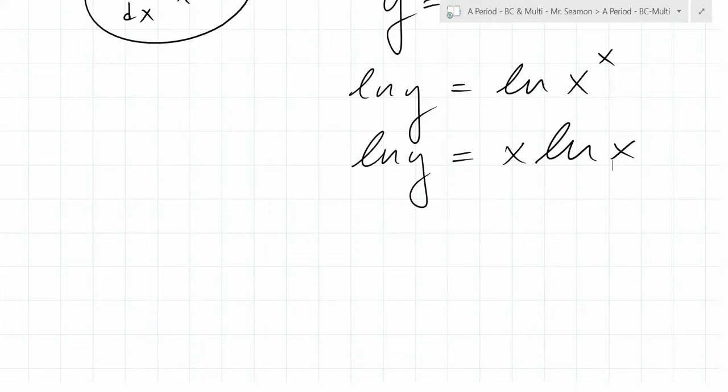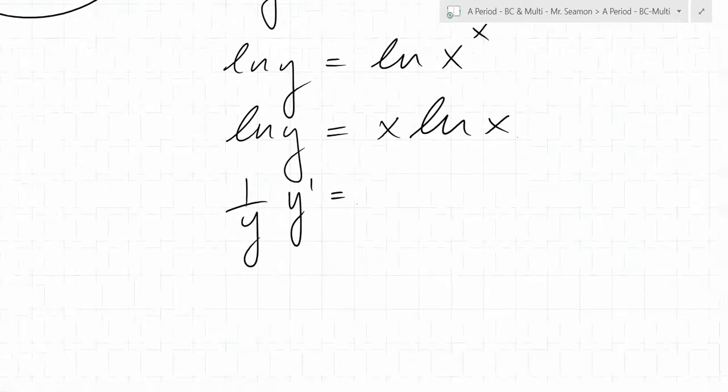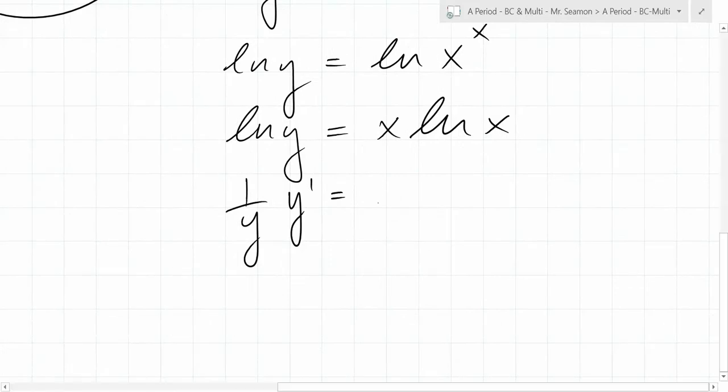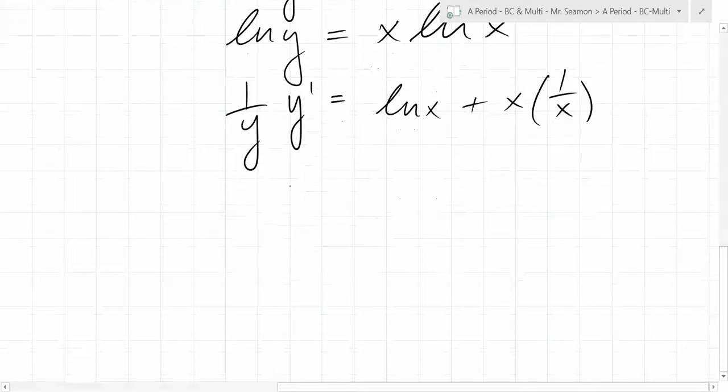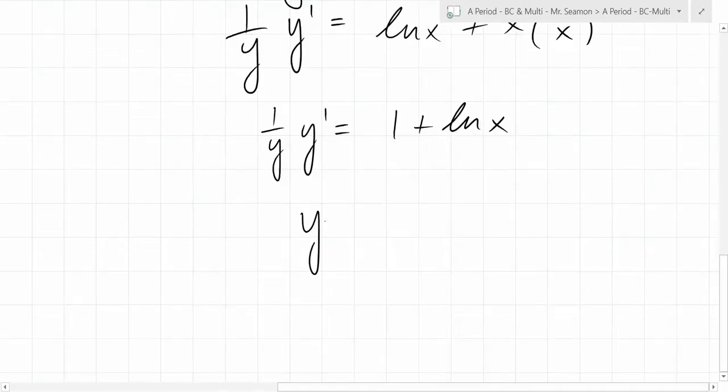So you implicitly differentiate both sides. What does the left side become? 1 over y times y prime is equal to, and then what do you have to use on the right? Product rule. So the derivative of the first times the second plus the first times the 1 over x. Do you agree with that? Yes. So let's simplify a little bit. We have 1 over y times y prime is equal to 1 plus ln x. Do you agree? Yes. So what do we know y prime is equal to? y times 1 plus ln x, right?